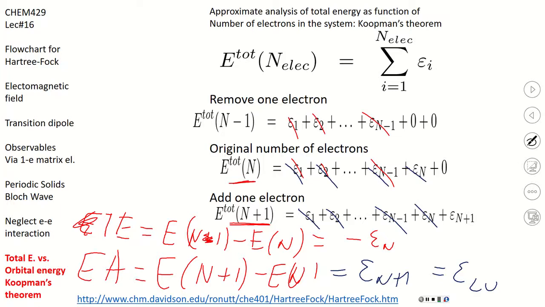Same if you need energy of affinity. You subtract energy of anion minus energy of neutral. And then there are blue lines to cancel. This cancels, this cancels, this cancels, this cancels, this stays. So energy of orbital n plus 1 will be electron affinity, EA. IE, ionization energy, EA, electron affinity.